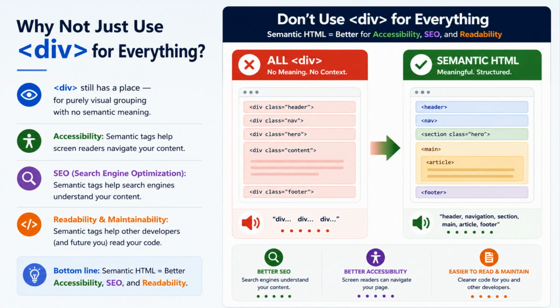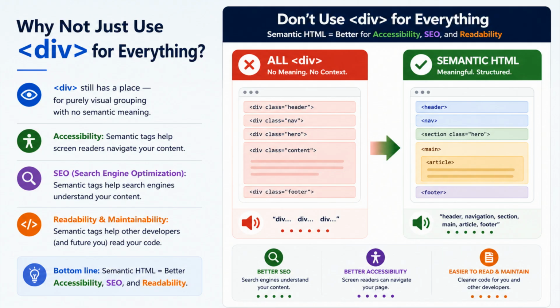Address the obvious question directly. If semantic tags don't change how the page looks, why not just keep using div for everything? Answer. Div still has a legitimate job. Pure visual grouping where no semantic meaning applies, just a box to style. But for the structural backbone of a page, semantic tags give 3 concrete benefits div alone can't.